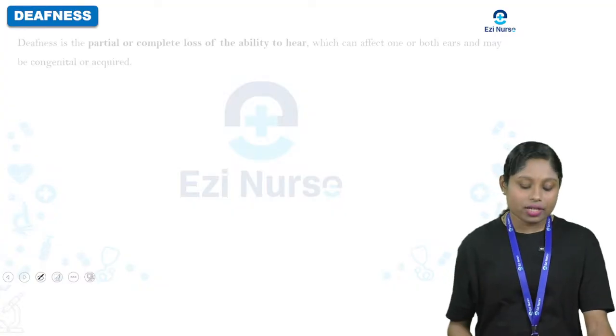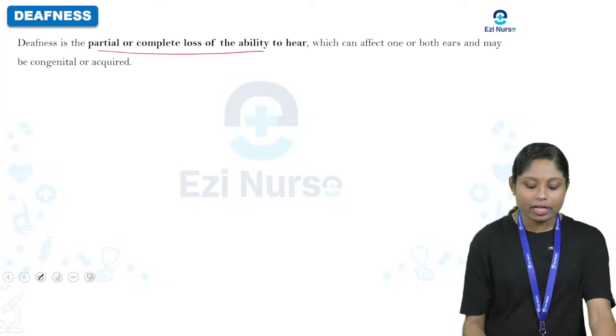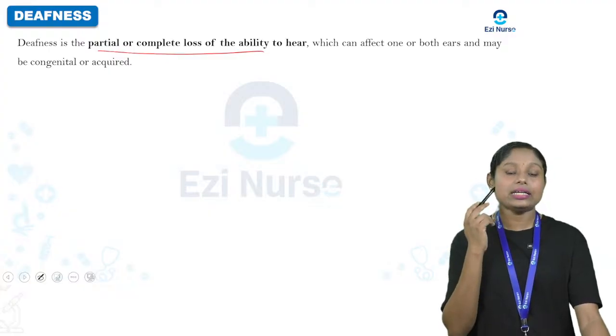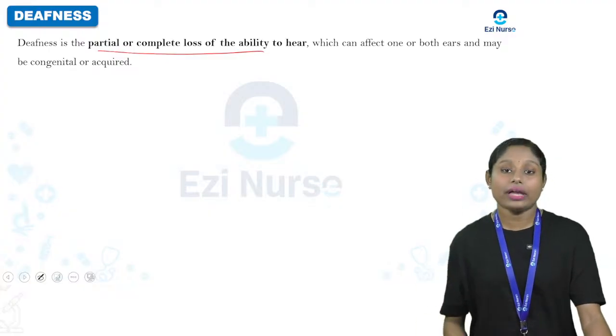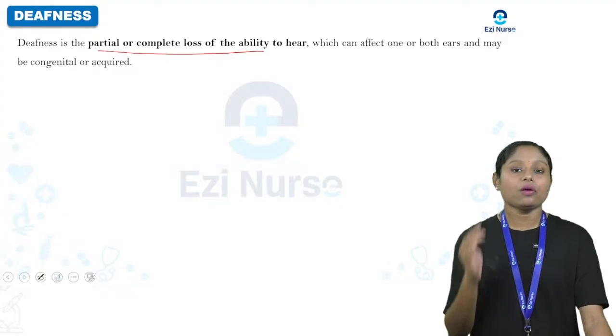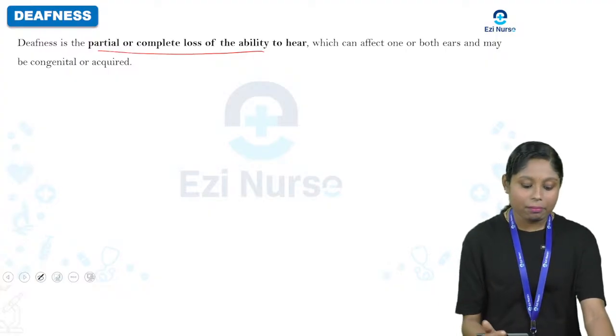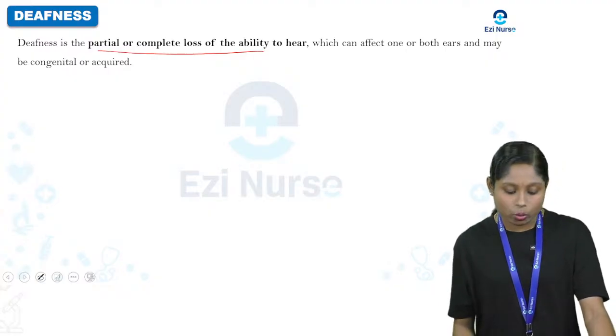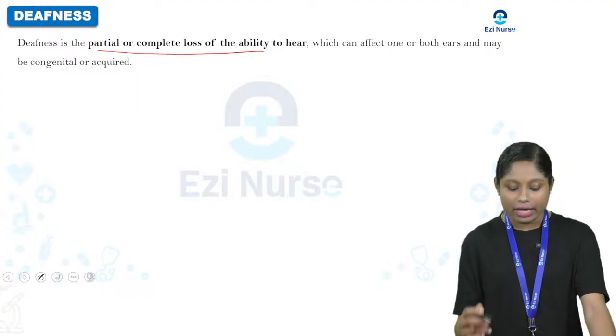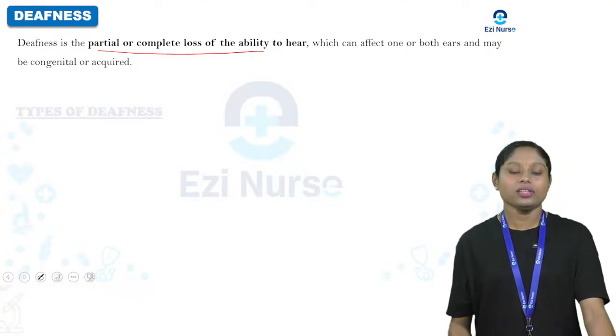So next one is deafness. What is deafness? It is the partial or complete loss of ability to hear, which can affect one or both ears and may be congenital or acquired. So partial or complete loss of ability to hear is what is known as deafness.